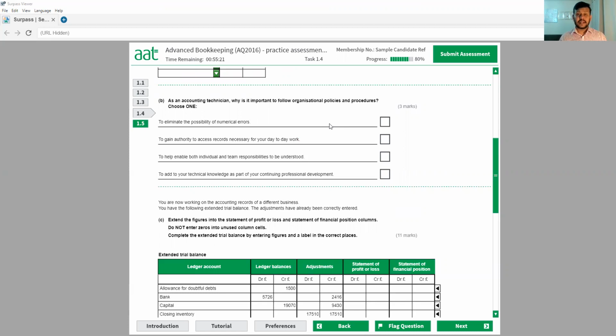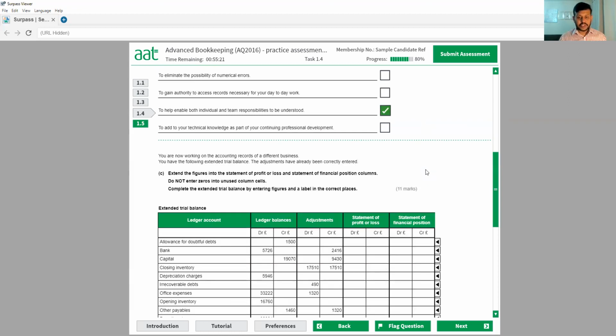So to understand my responsibility as an individual person and as a team member is very important. I have to follow the organization policy and procedure. So go for the C: to understand the organization policy, to understand the individual and the responsibility to be understood.